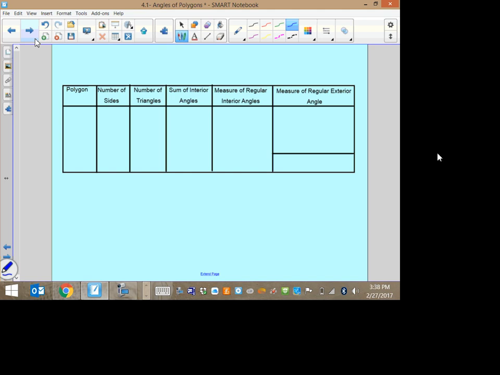So let's say we have a polygon, an n-gon. An n-gon is going to have n sides, the number of triangles. Note our pattern, we get n minus 2 triangles. And then the sum of the interior angles, we multiply our number of triangles times 180. So we get 180 times n minus 2.